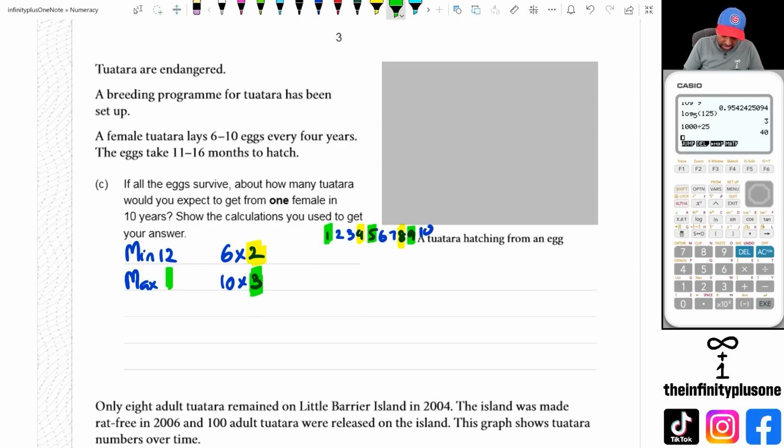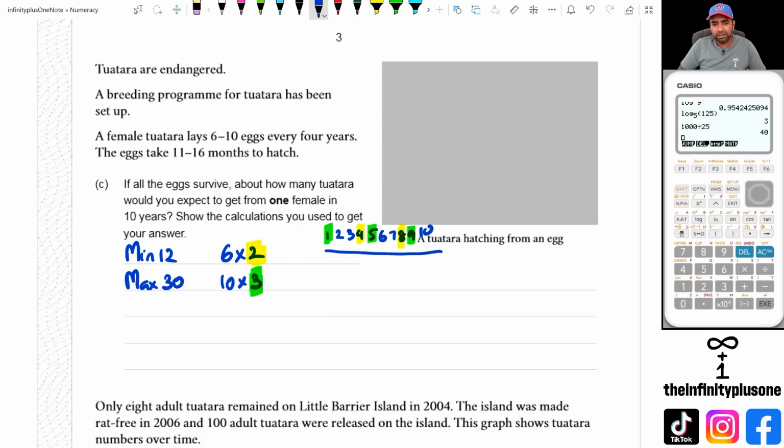So that means she could potentially lay 12 to 30 eggs is what you could actually kind of say. But you'd probably need to discuss a little bit more about this little diagram that I've done as to why I multiplied by 3 and 2.